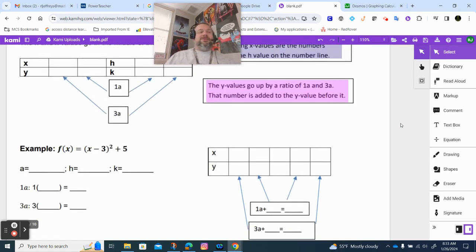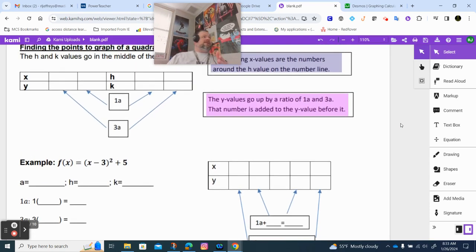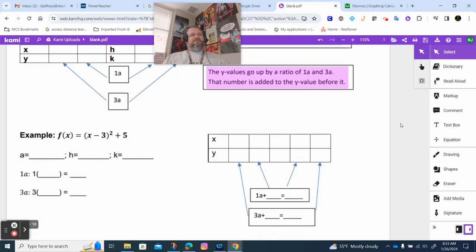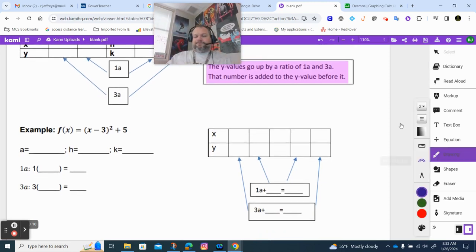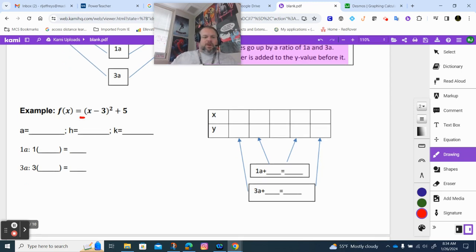All right. So that's the stuff. Let's actually do one. So what is our A for this example? 1. Okay. What is our H? Okay. It goes right here in the middle.